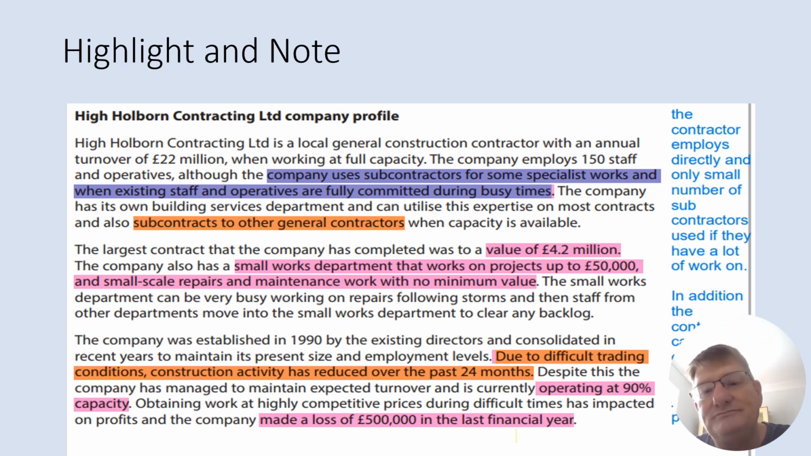The contractor employs directly, so not many subcontractors. It only takes on subcontractors if it's got a lot of work on and doesn't have enough directly employed labor. I remember teaching this back in November, December. The supply chain here is not very long. There are not many subcontractors involved, so that minimizes risk. That's really good. The largest contract that the company has ever done is about 4.2 million, so it can go up to contracts of 4 million. Generally, anything from 1,000, because it does some maintenance work as well, up to about 4 million.